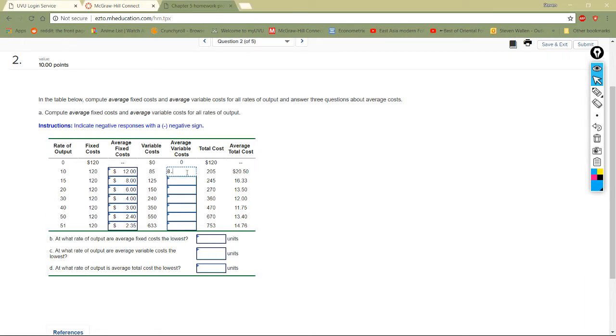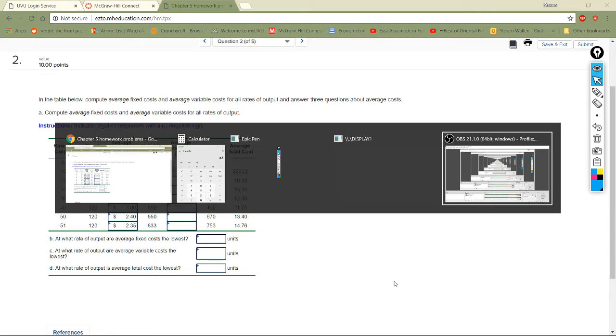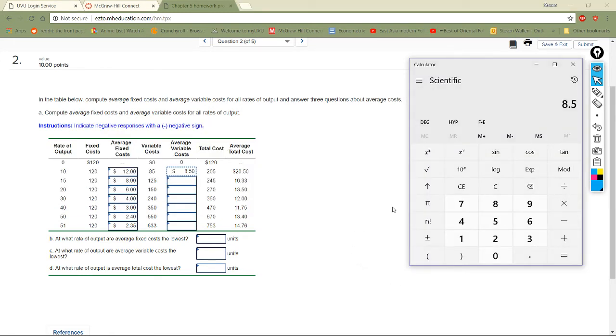And the way you can double check this, you notice they actually already did total cost for you. If you take 12 plus 8.50, you're going to get your total cost per unit of 20.50. So you can easily check this based on this over here. And then you keep working it. Keep working it. Get it going. All right.